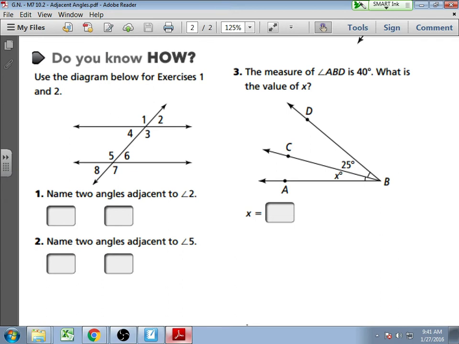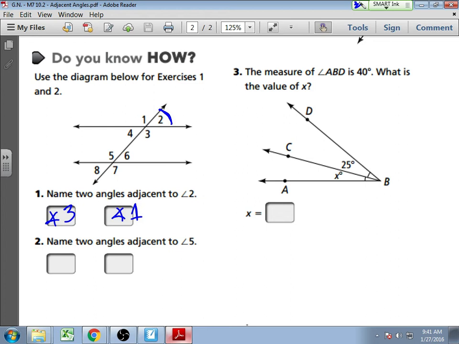So, name 2 angles adjacent to angle 2. So if we look at angle 2 here, what angles are beside it? Sharing a vertex and sharing a side. Is there? Angle 3 and Layla? Angle 1.